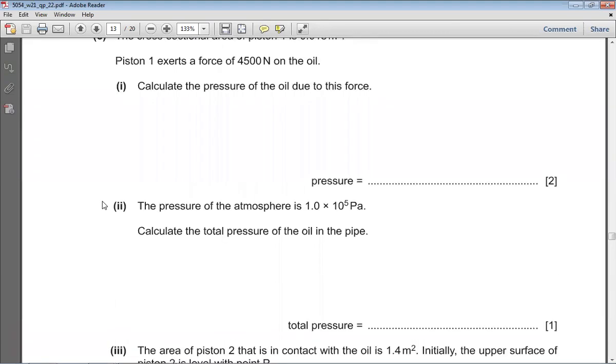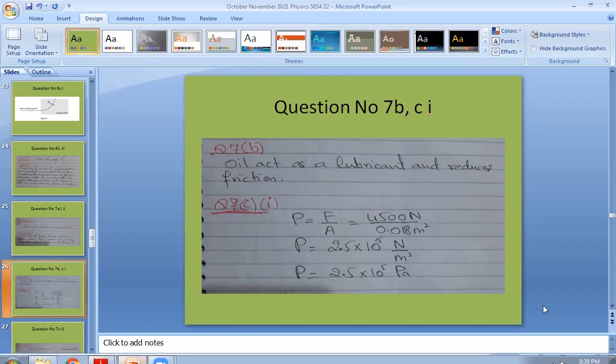Question number 7C, second part. The pressure of the atmosphere is 1 × 10^5 Pascal. Calculate the total pressure of the oil in the pipe. So the atmospheric pressure is also acting on it, plus the pressure due to the force you applied is also there. So add both the pressures, the pressure which you got in the first part plus this pressure, and you will get the total pressure. So let me show you.